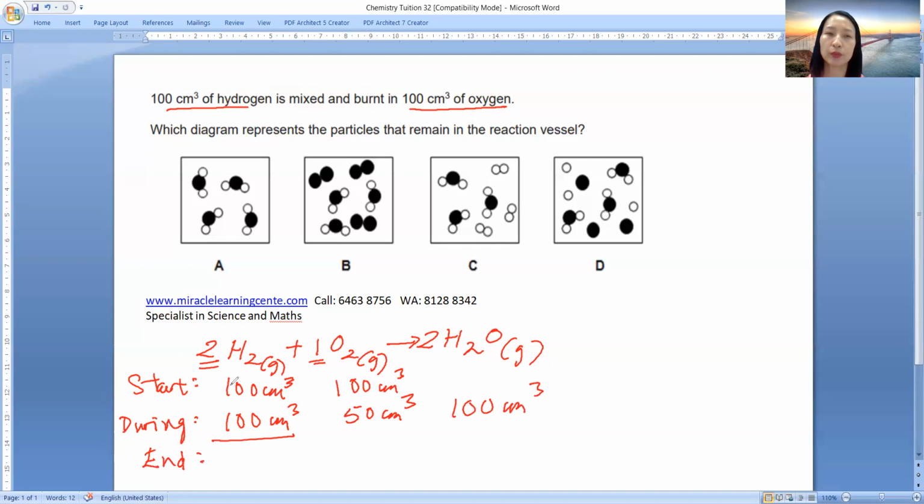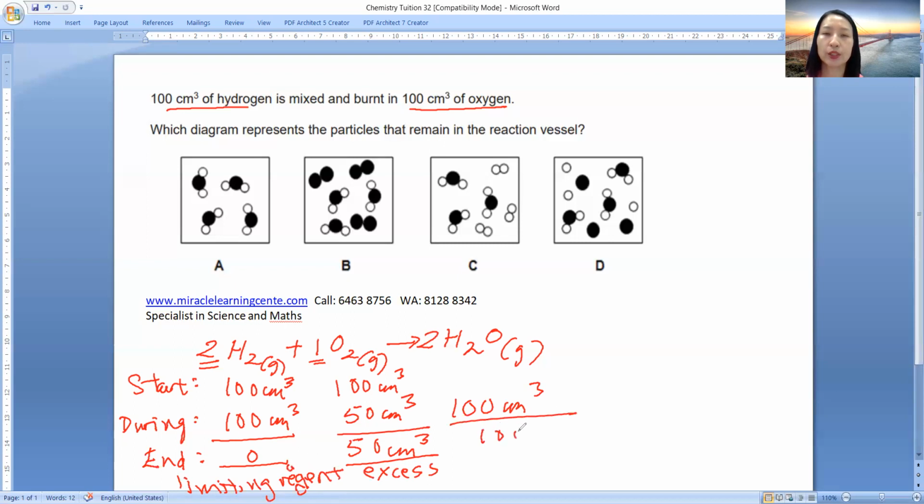So at the end of the reaction, hydrogen 100 is being used up. 100 minus 100, nothing is left behind. So hydrogen is being used up. Oxygen, only 50 is being used up. So 100 minus 50, you have 50 cm³ that is in excess. The one that is used up is called the limiting reagent. And 100 cm³ of steam has been produced.